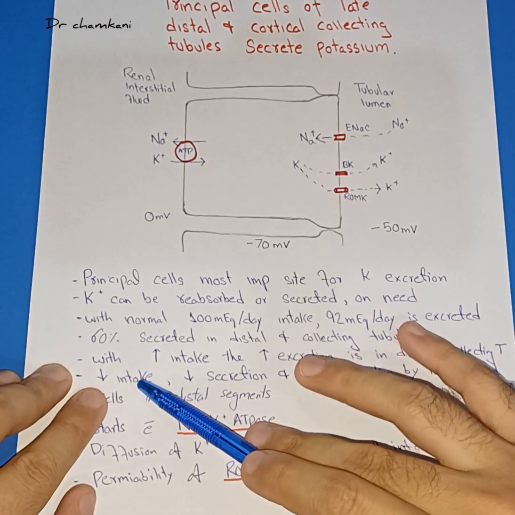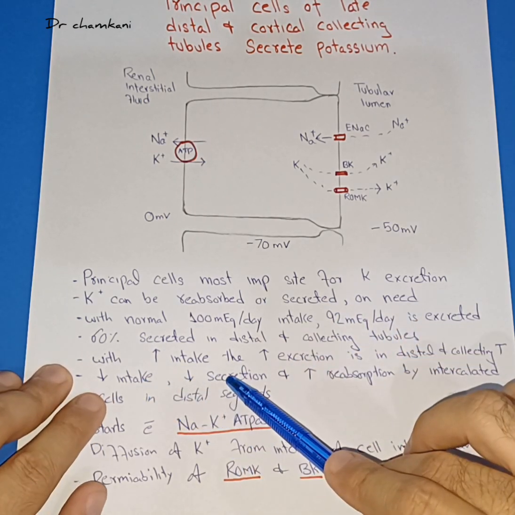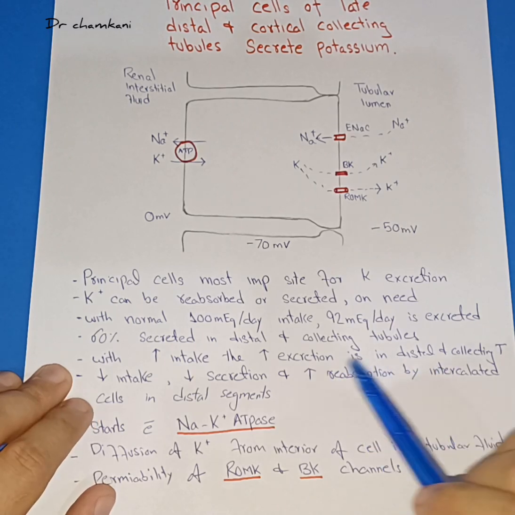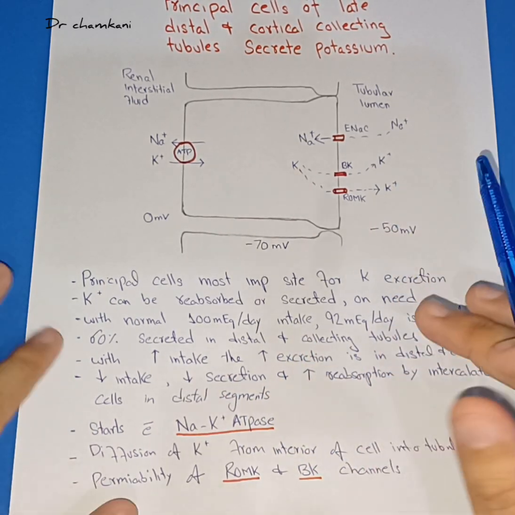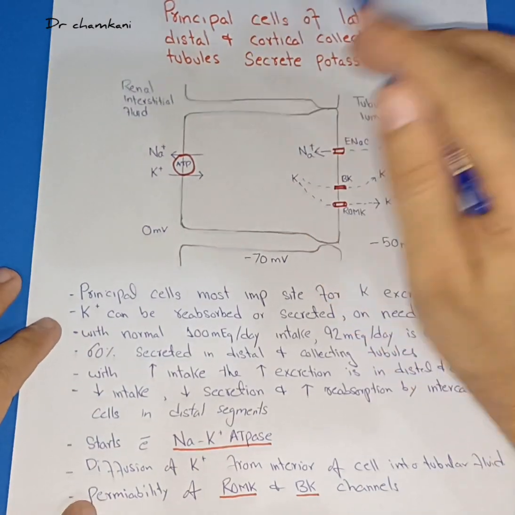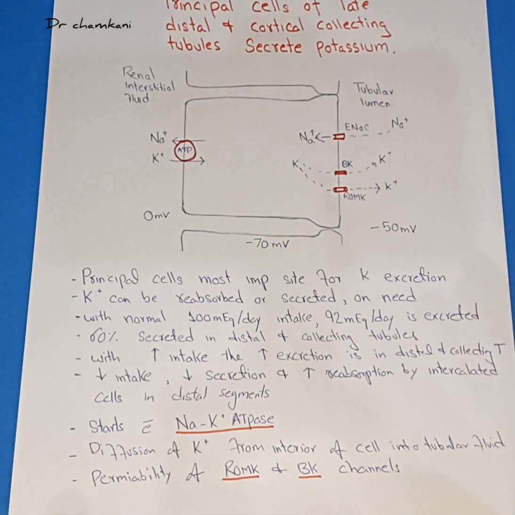With increased intake of potassium, there is increased excretion of potassium in the distal tubule and collecting tubule. With decreased intake of potassium, there is decreased secretion of potassium, and there is increased reabsorption by the intercalated cells in the distal segments. So the intercalated cells are there to obey the orders of the principals. Now, how are the principal cells operating?